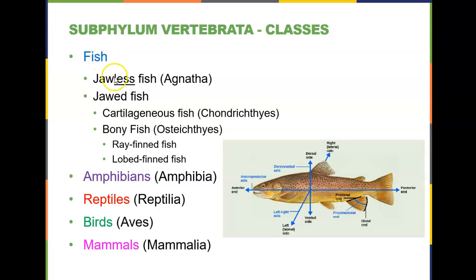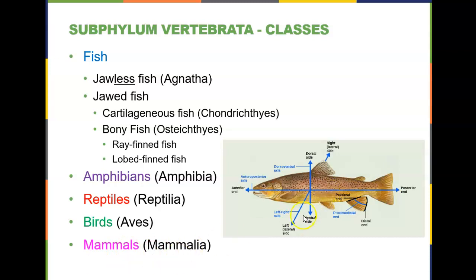So we can subdivide our fish into the jawless fish, or the Agnatha, and the jawed fish, the fishes that have jaws, and that includes a cartilaginous group, Chondrichthyes, and the bony fish, Osteichthyes, and within Osteichthyes we have ray-finned and lobe-finned. Then we move into the amphibians, class Amphibia, reptiles, class Reptilia, birds, class Aves, and the mammals, class Mammalia. So many of the class names are easy to remember because they follow right from their common names.